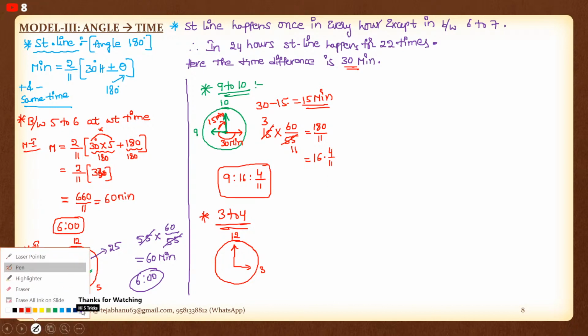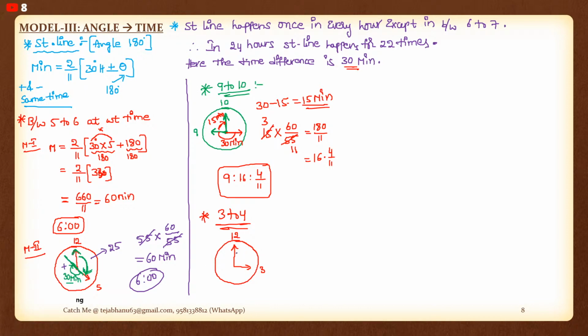See, in order to get into a straight line, this minute hand has to travel 15 minutes and touch the other hand, and again it has to travel 30 minutes to be in a straight line. That means here the minute hand has to displace 15 plus 30, 45 minutes, to be in a straight line.